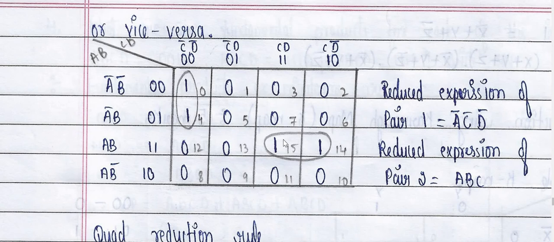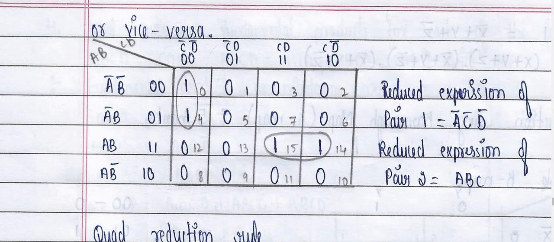So which variable can we remove? Variable D, because D is changing. Whichever variable is changing, that variable we can remove. So what will be the reduced expression? Left side A B, top side C. So the reduced expression of pair 2 is equal to A B C. The reduced expression of pair 1 is A bar C bar D bar. The reduced expression of pair 2 is A B C.